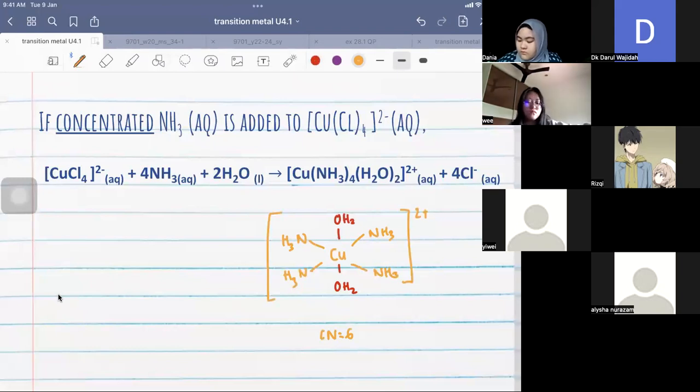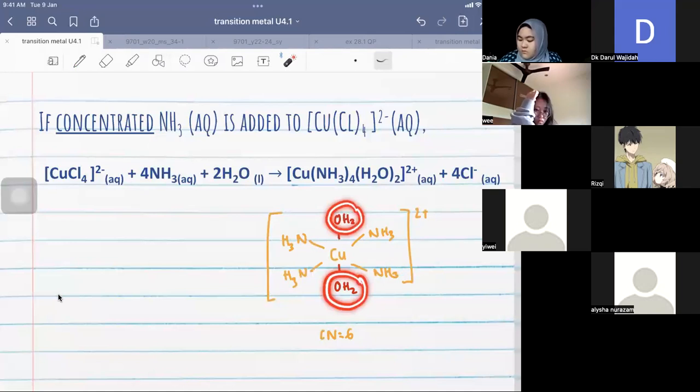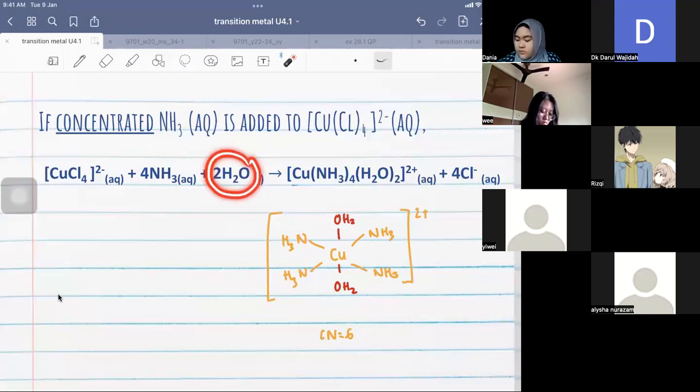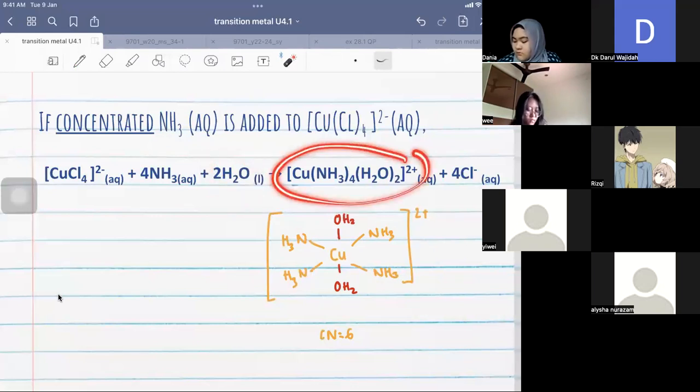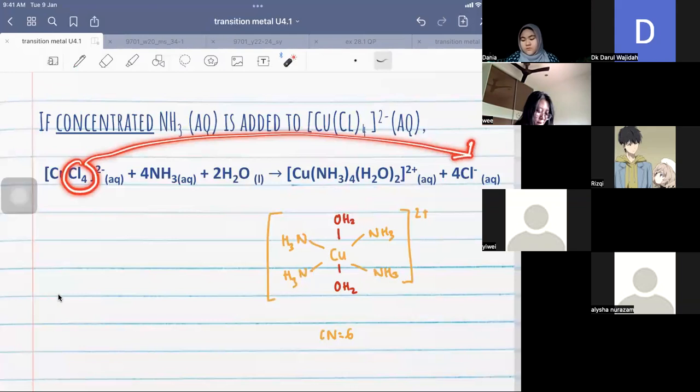The H2O in a way is just extra ligands to make this complex ion have a coordination number of six. Balancing the equation is again not so complicated, although it looks long. You need four ammonia ligands in the complex, so you will add four ammonia. You need two water molecules just to complete the coordination number so that it becomes six, so you add two water molecules. It forms the complex, that's why you have NH3 4 and H2O 2. The chloride ligands that you have kicked out will just be 4Cl minus.